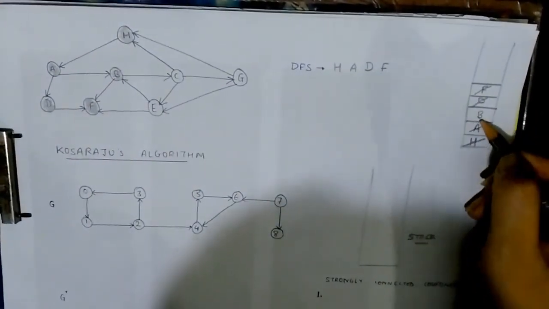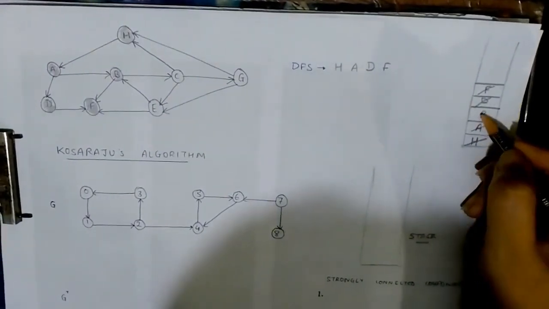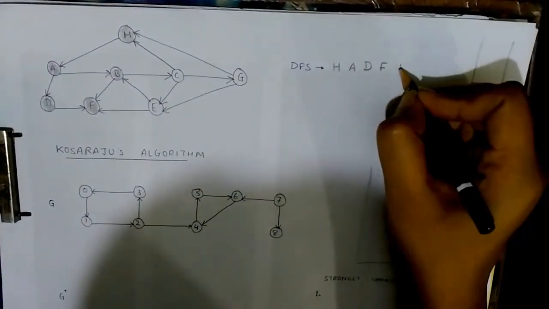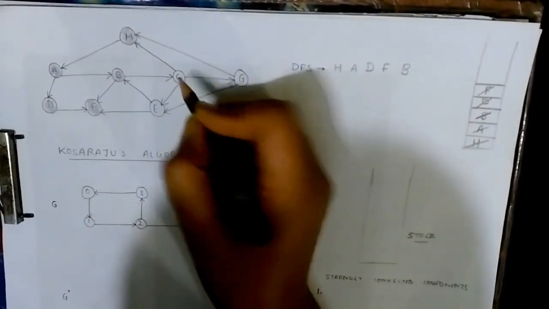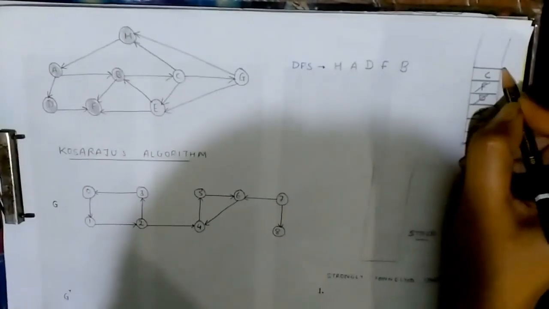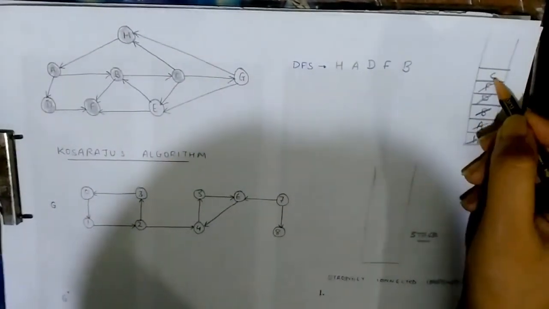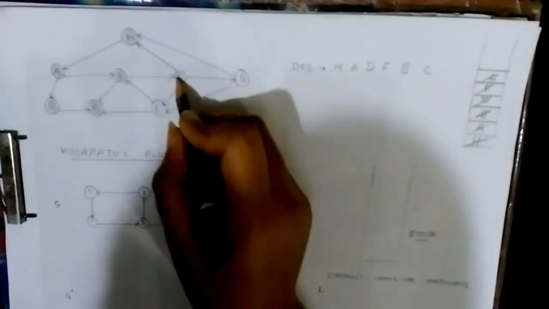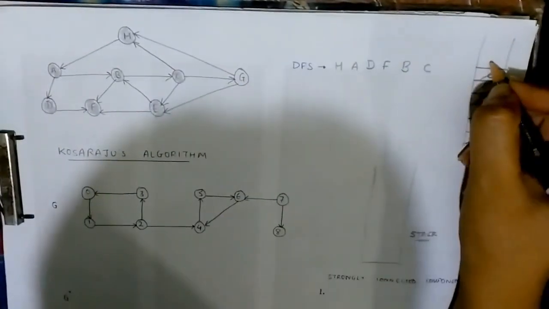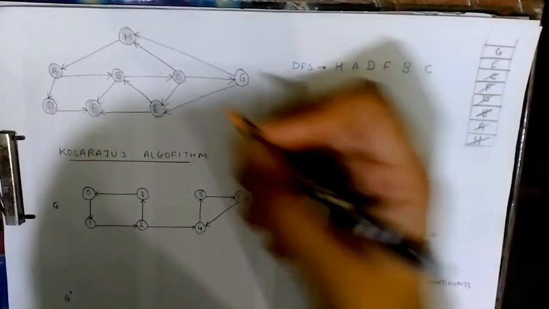So we pop the next top element, which is B. Print out B. From B we can go to C. Push C in the stack, mark it as visited. Pop the top element, C. Now from C we can go to E or G. Mark them as visited and put them in the stack.